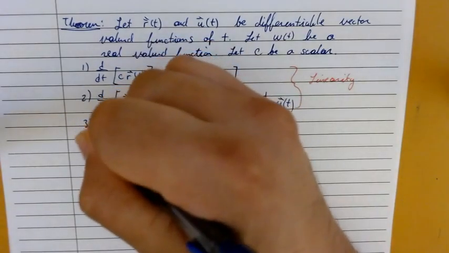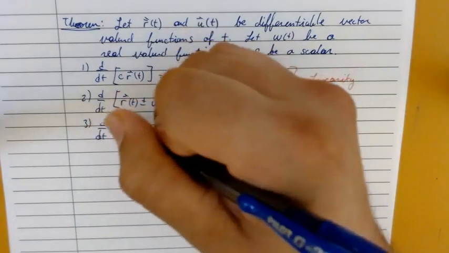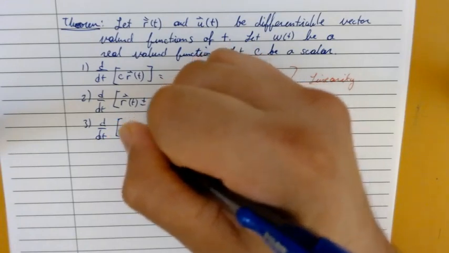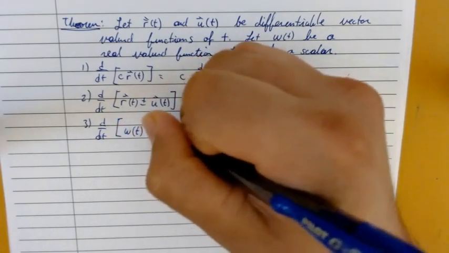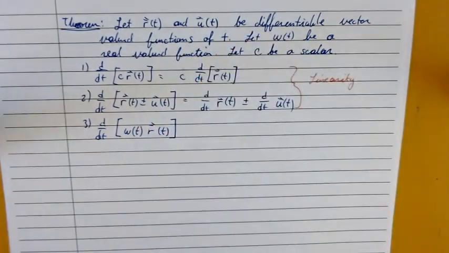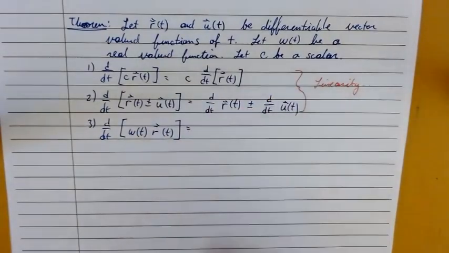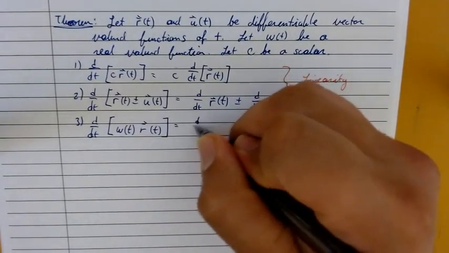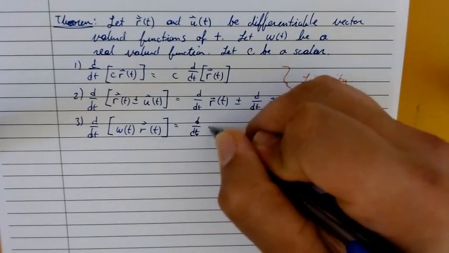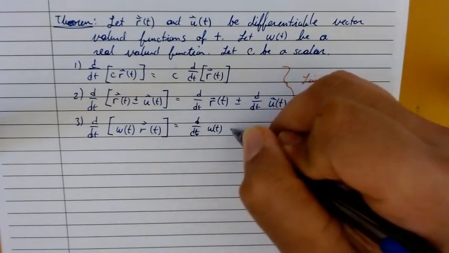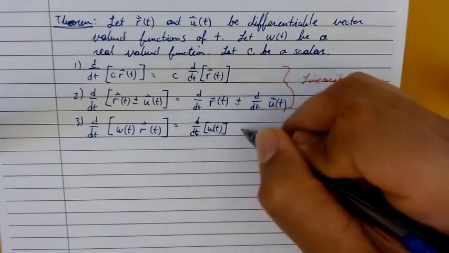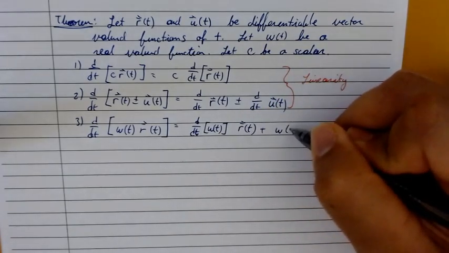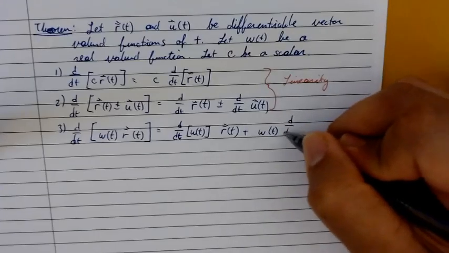All right, now let's say we take the derivative with respect to t of a regular valued function times a vector-valued function. Then the product rule still exists. It's going to be the derivative of the first part, so that'll be d dt of w of t times r of t, plus w of t times the derivative with respect to t of r of t.